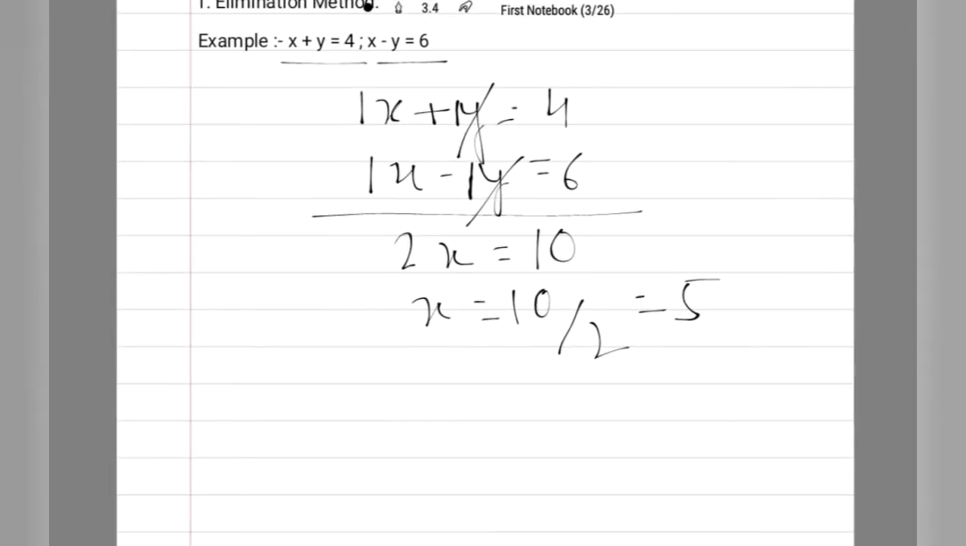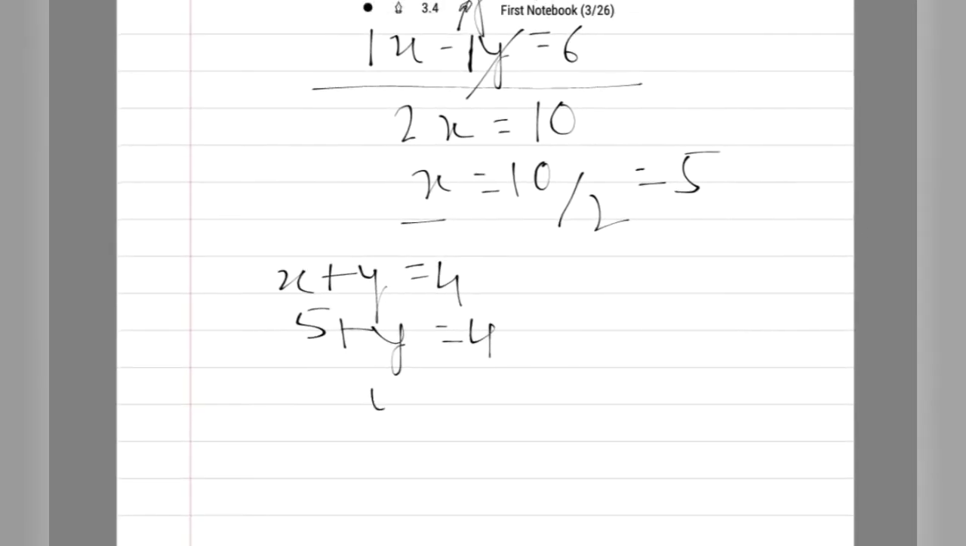Now substituting this value of x in one of the given equations, that is x plus y is equal to 4, we get 5 plus y is equal to 4. So we get the value of y as y is equal to 4 minus 5, which is minus 1. So we got the values x is equal to 5 and y is equal to minus 1.